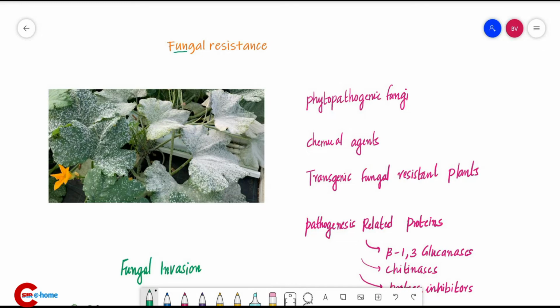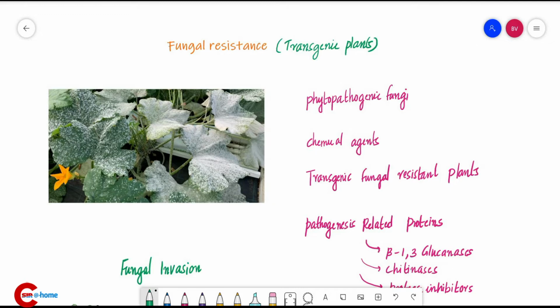In this video, we can study about fungal resistant plants. In this picture you can see, this one is a fungus infected plant. The phytopathogenic fungi cause extreme damage and loss of crop productivity.